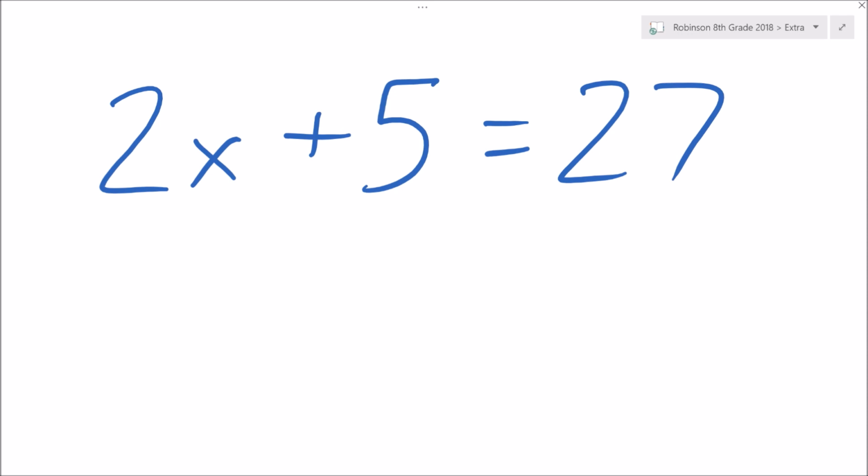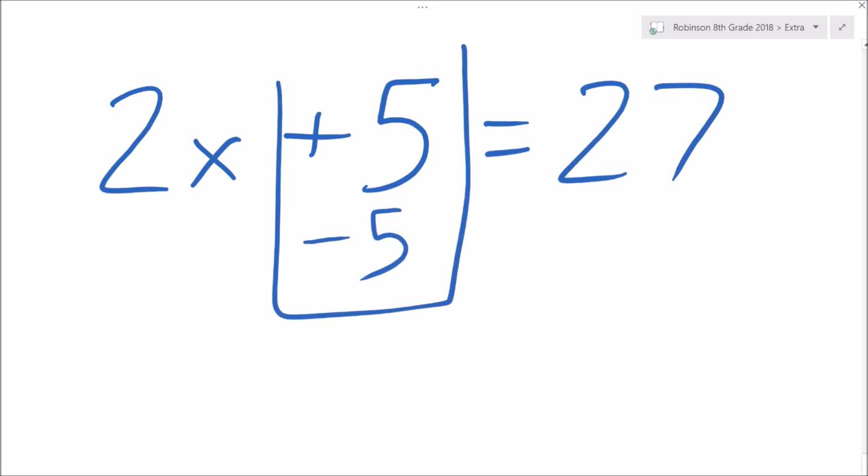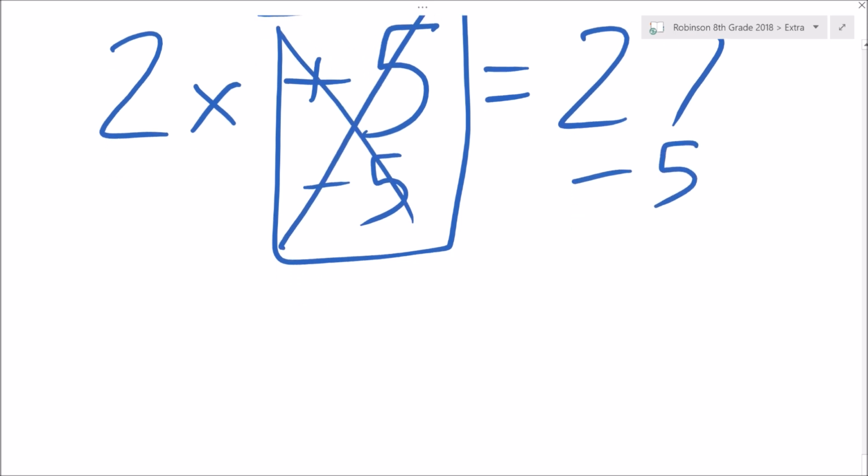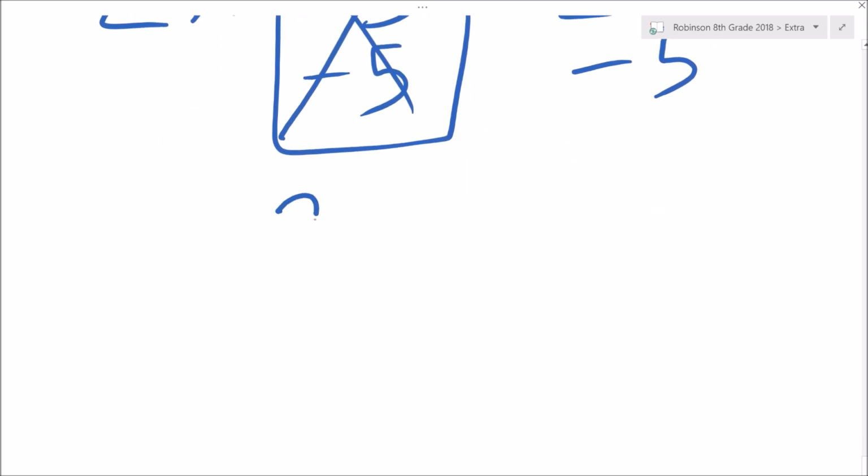So that means the first thing I need to do is get rid of the plus 5. We should know from the one-step equations that we subtract 5 to get rid of it. And of course, we have to do it on the other side. That leaves us with 2x still on the left side of the equal sign, and 27 minus 5 is 22 on the right side.